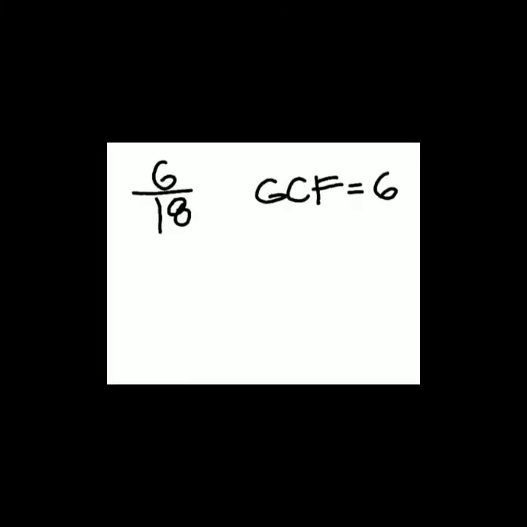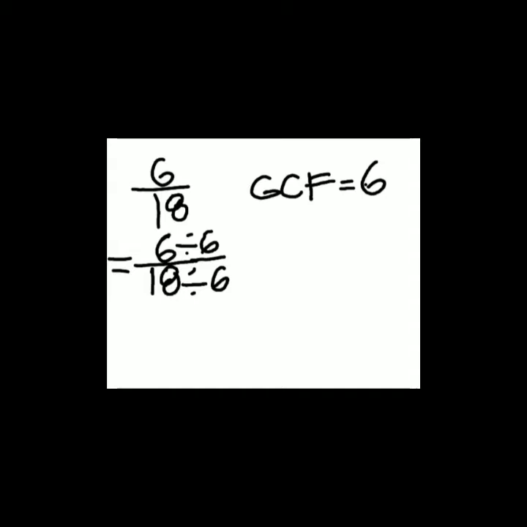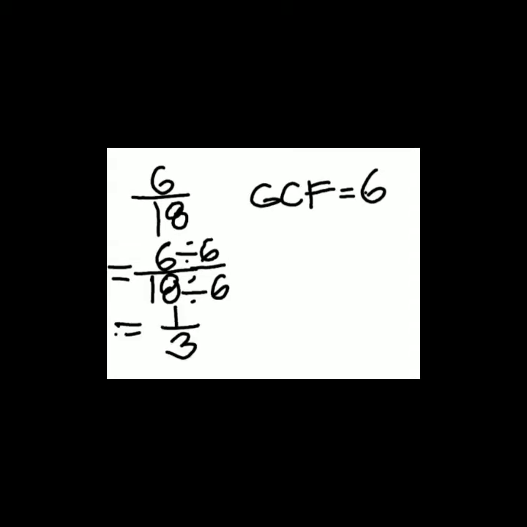To simplify the fraction 6 over 18, just divide both the numerator and the denominator by the greatest common factor 6. Thus, 6 divided by 6 over 18 divided by 6. The lowest term of the fraction 6 over 18 will then be equal to 1 over 3.